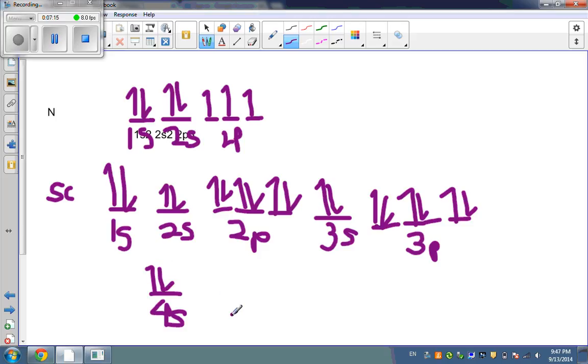And then I finally have 3d. And if you recall, the d sublevel has 5 orbitals. That's where the maximum of 10 comes from. So make sure you do draw all 5 boxes, or all 5 lines. And then scandium only has 1 more electron, so I'm going to put 1 up electron in my first available orbital.